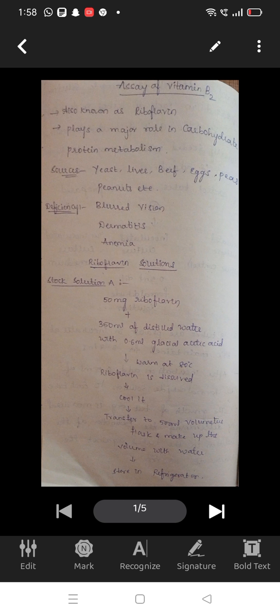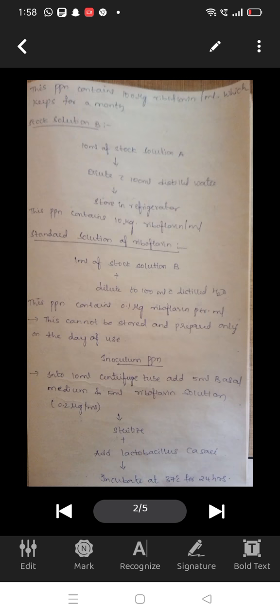You have to cool it and transfer it into a 500 ml volumetric flask and make it up to the mark by adding some water. We have to keep that solution as stock solution A and keep it in the refrigerator. Next, this preparation contains 100 mg riboflavin per ml, which we can keep for about 1 month.